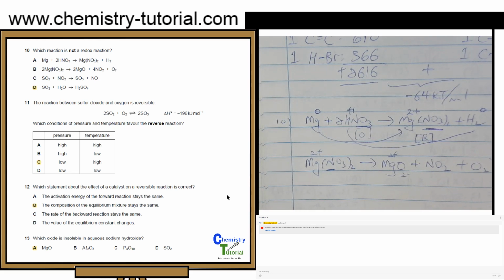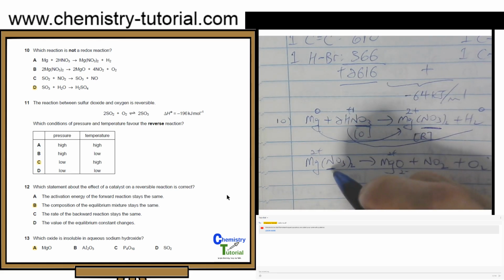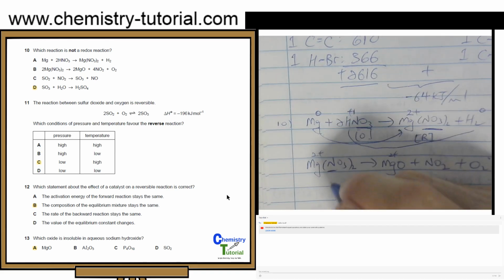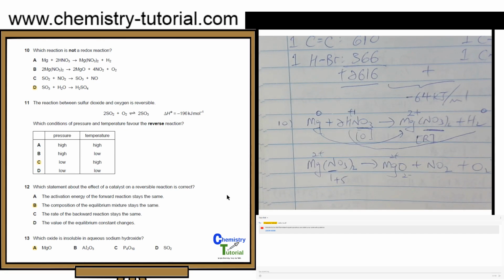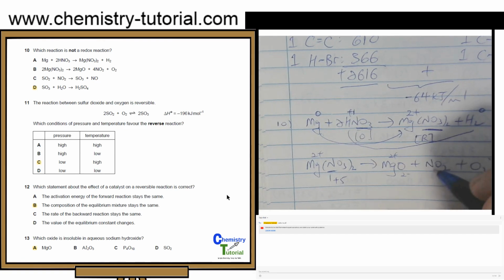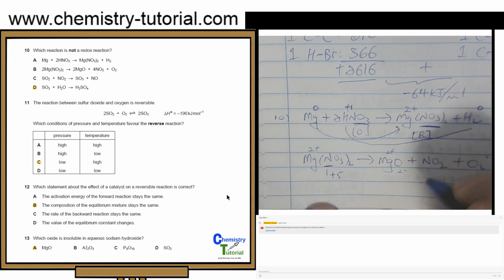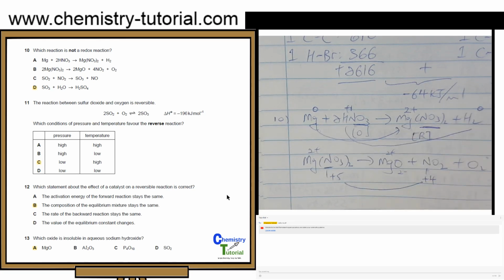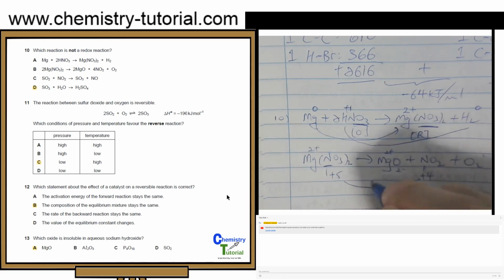So let's just have a look at this first. Now, what's the oxidation state of nitrogen in nitrate? It's actually +5. But the oxidation state of nitrogen in NO2 is actually +4, which means that the nitrogen itself has been reduced.